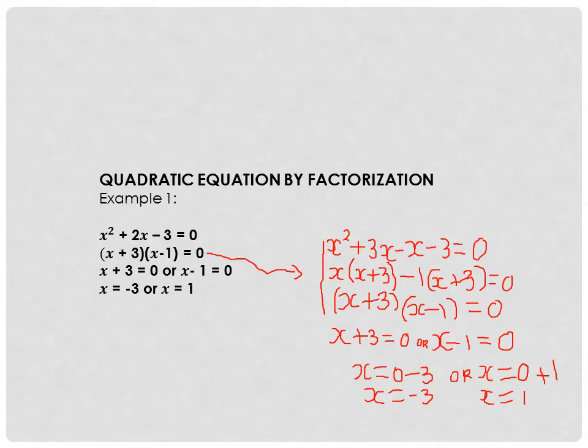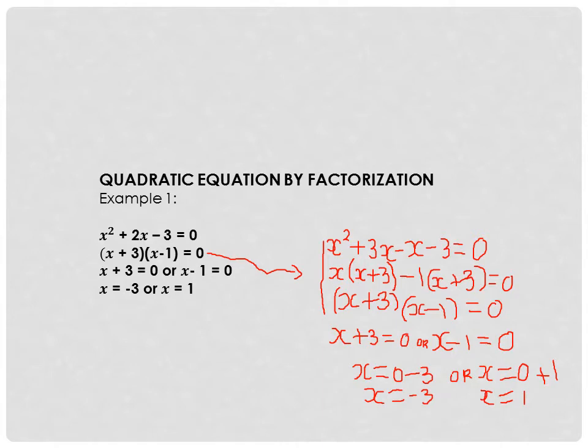Now we have example 1. X to the power 2 plus 2x minus 3 is equal to 0. Notice that the example is in the form of quadratic. So now how do we solve? We are supposed to solve for x.